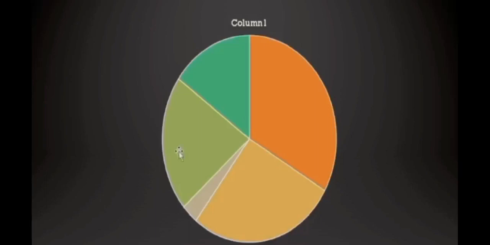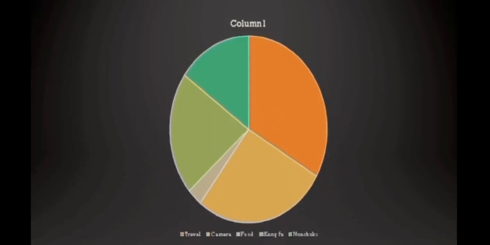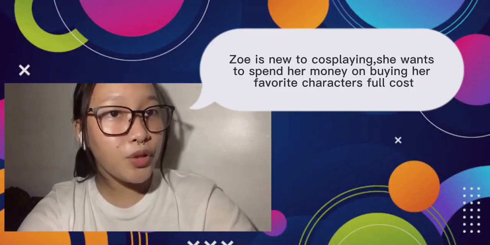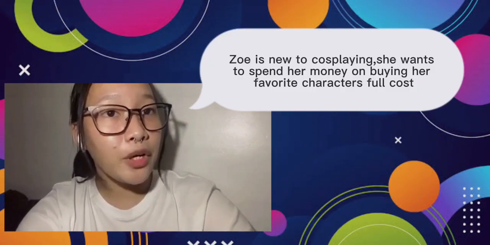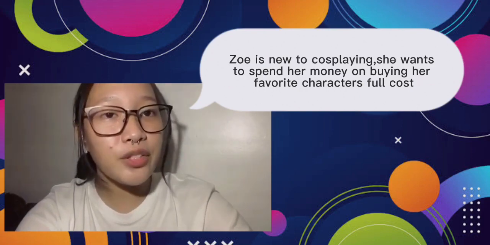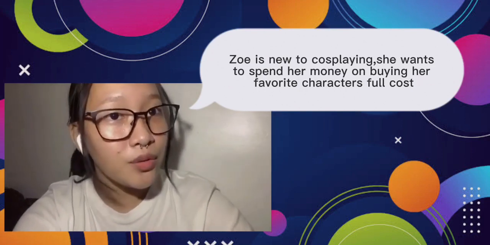So this is how you draw or illustrate a circle or pie graph. Zoe is a new cosplayer. She wants to spend her money on her favorite character's full set of costume as follows.